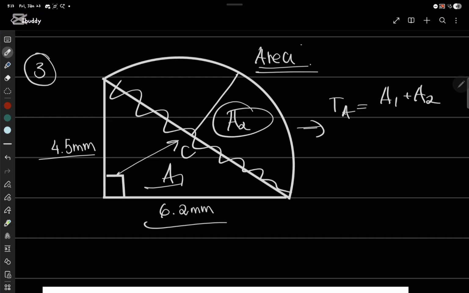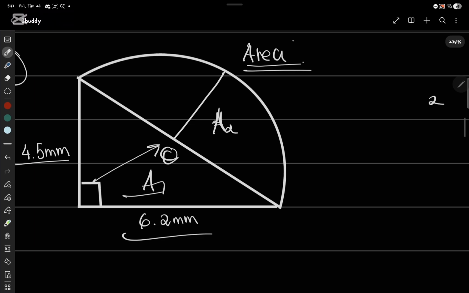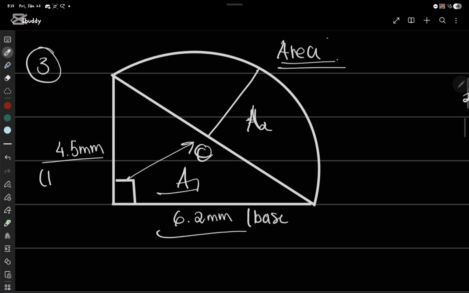But area 2, you don't have anything, so you must use Pythagorean theorem to get this segment C, or hypotenuse, which is the diameter of the semicircle. You have that diameter to get the radius, and then you plug it into the semicircle area formula to get area 2. You add them together and get the total area. So just clean it up real quick. So we have the base of the triangle here, and we have the height.